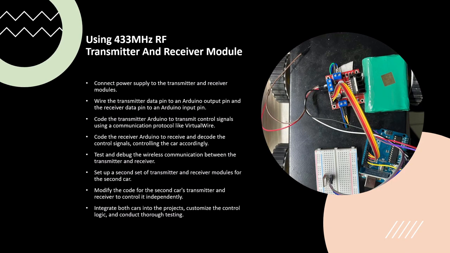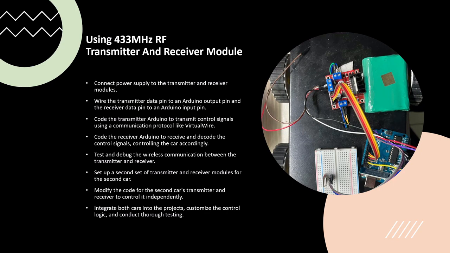Then we are going to code the transmitter Arduino to transmit control signals using a communication protocol like VirtualWire. Then we code the receiver Arduino to receive and decode the control signals controlling the car. Then we test and debug the wireless communication between the transmitter and receiver.